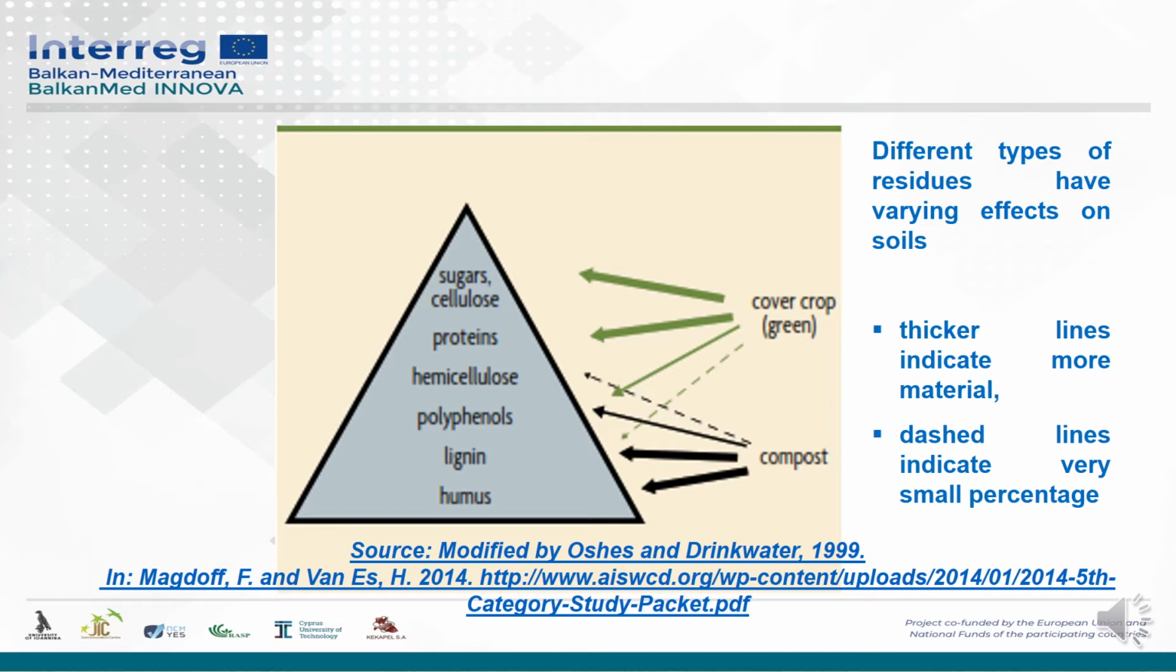less polyphenols, and still less lignin. And when we add compost, we add in the soil humus that was not added through cover crop. For sure, we have production of humus after decomposition of cover crop, but in the moment that we use the cover crop or put in the soil the green residues, we don't have humus.